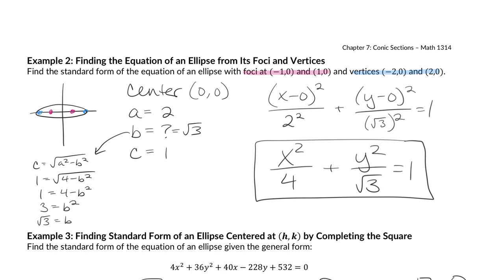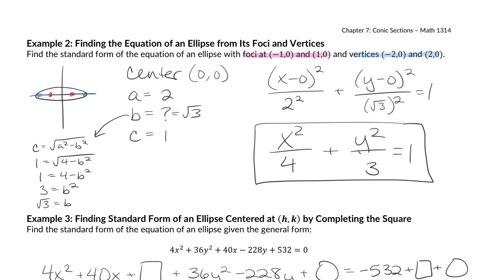Did anybody notice my typo on this question, by the way? What is the square root of 3 squared? 3. It should just be 3. My bad. I noticed that halfway through the day and I was like, too late. Square root of 3 squared is 3, not square root of 3. My bad.